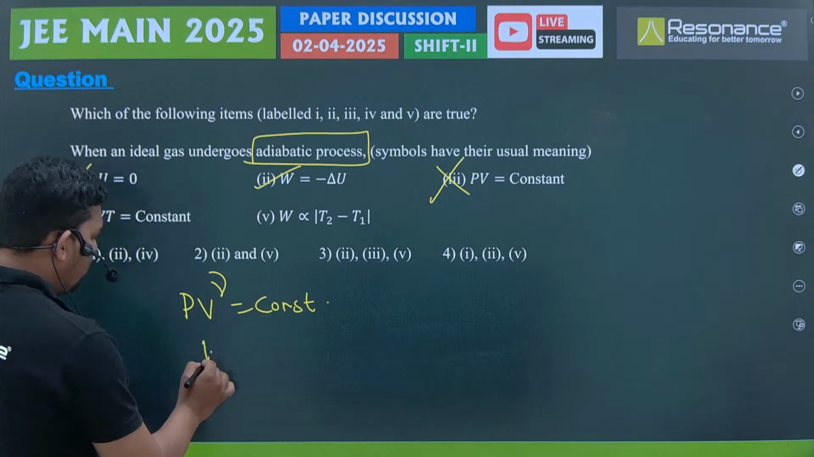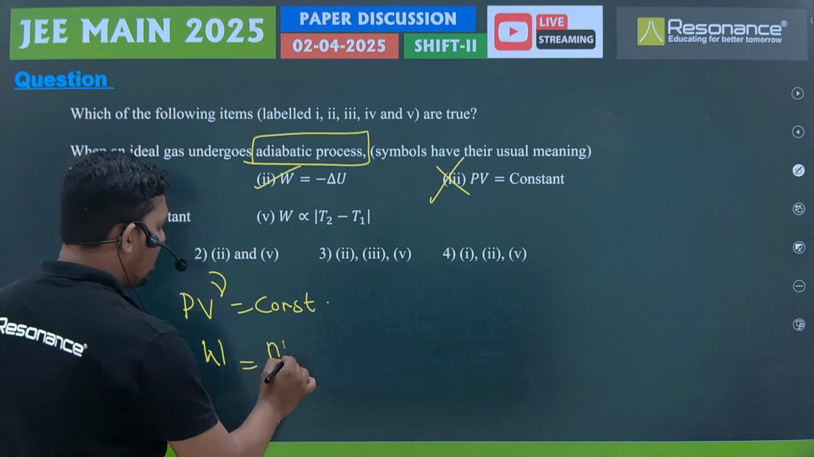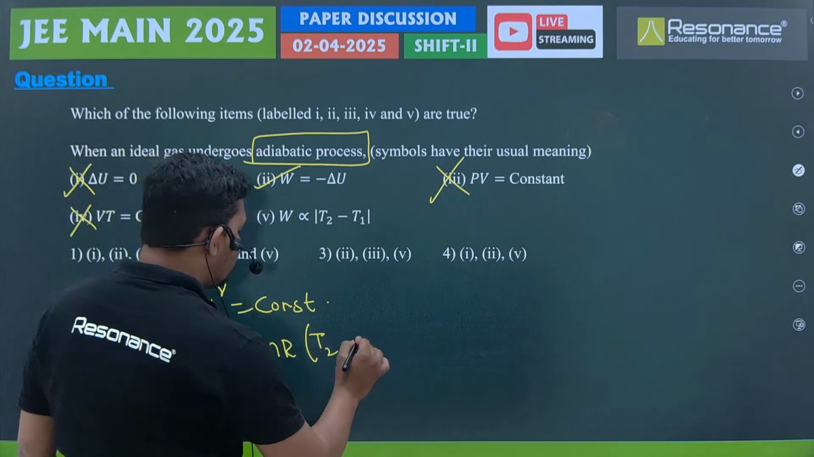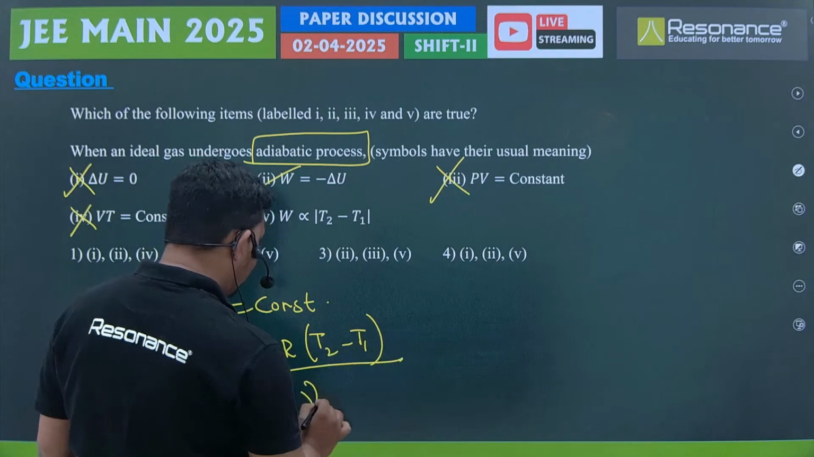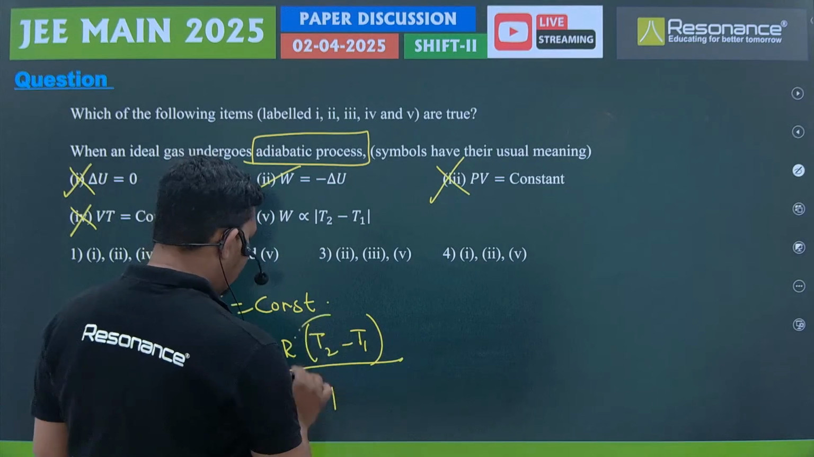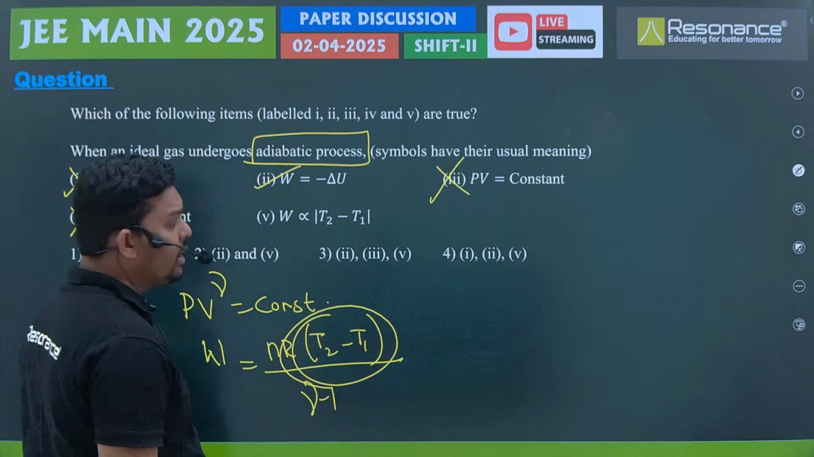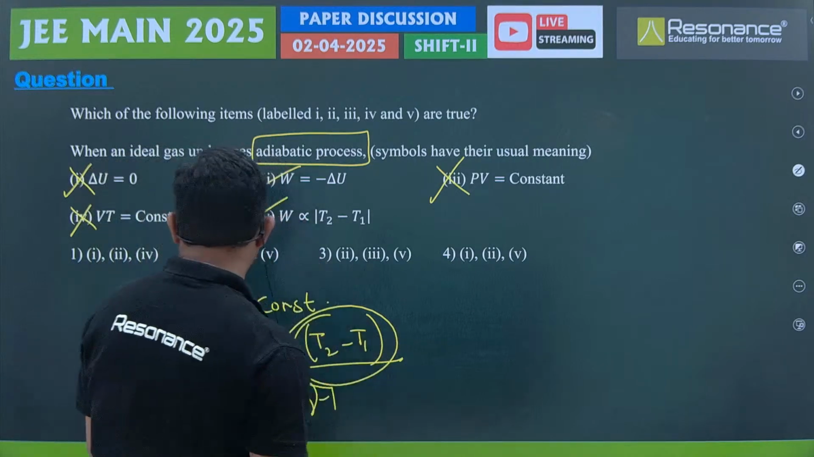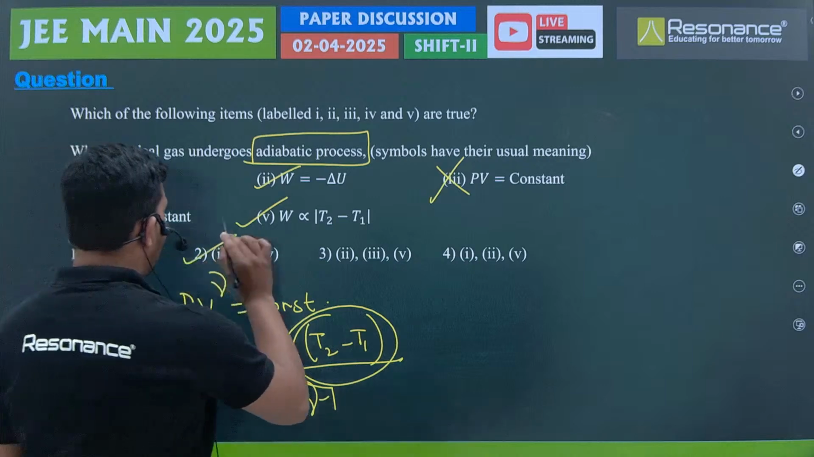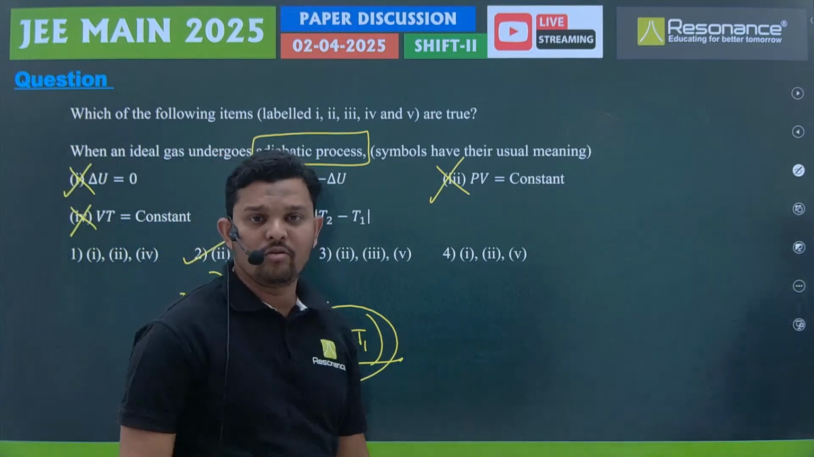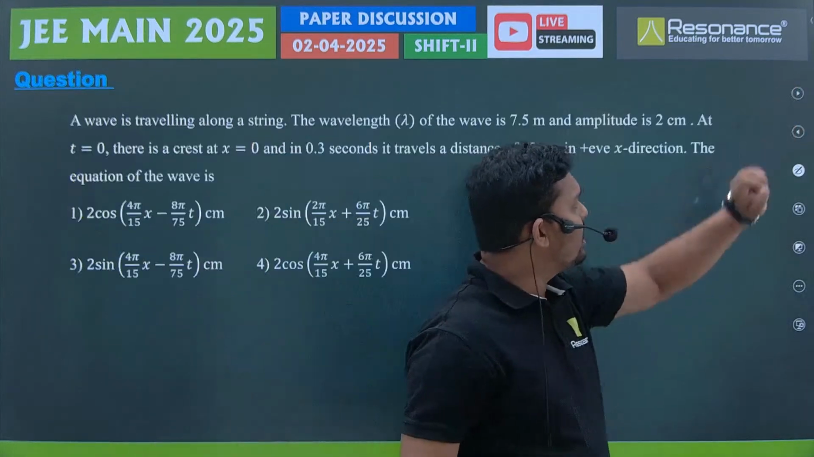But the work done formula you can take here, that is nR (T2 minus T1) divided by gamma minus 1. So in this case, work done is directly proportional to the modulus of T2 minus T1. So 2 and 5 are basically going to be true. Hence option second is the correct answer for this one. Okay, let's go for the next question here.